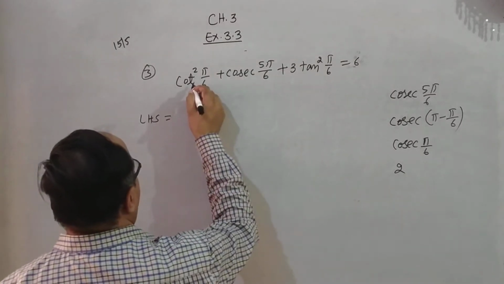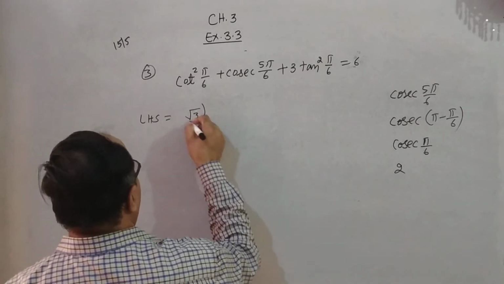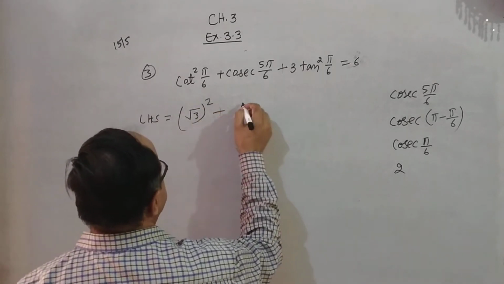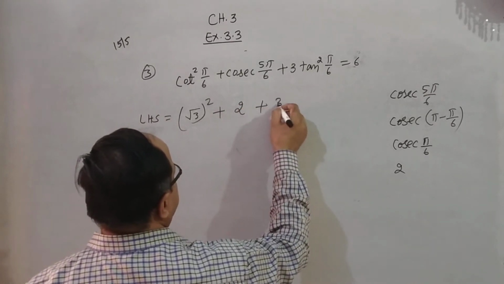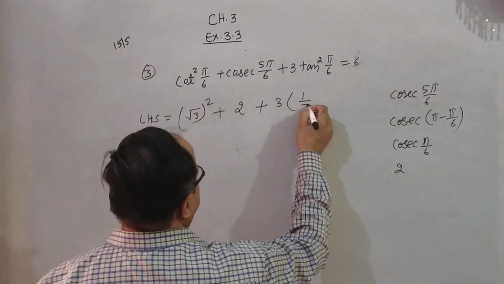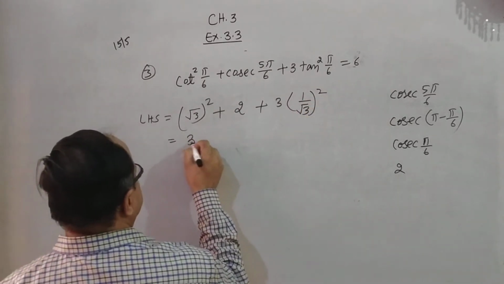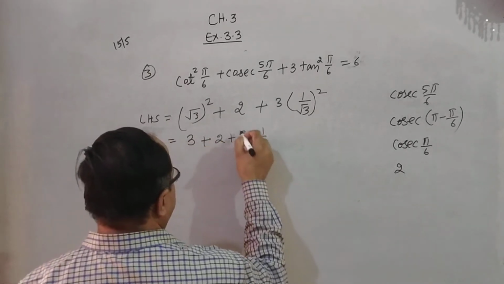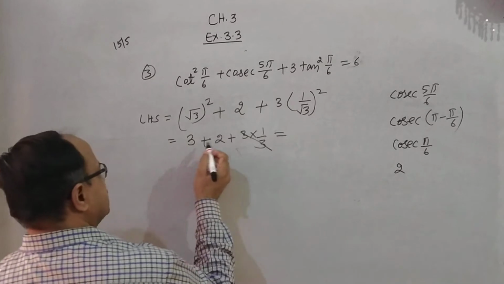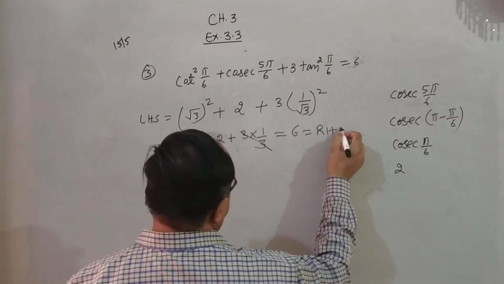Now put the value of cot pi by 6, that is root 3 whole square, plus the value of this is 2, plus 3 and tan 30, 1 by root 3 whole square. That is 3 plus 2 plus 3 into 1 by 3. This will cancel. 3 plus 2 plus 1, 6. Right hand side.